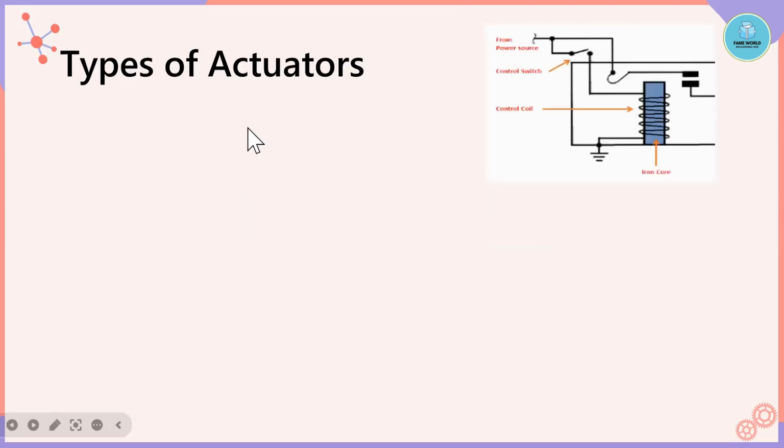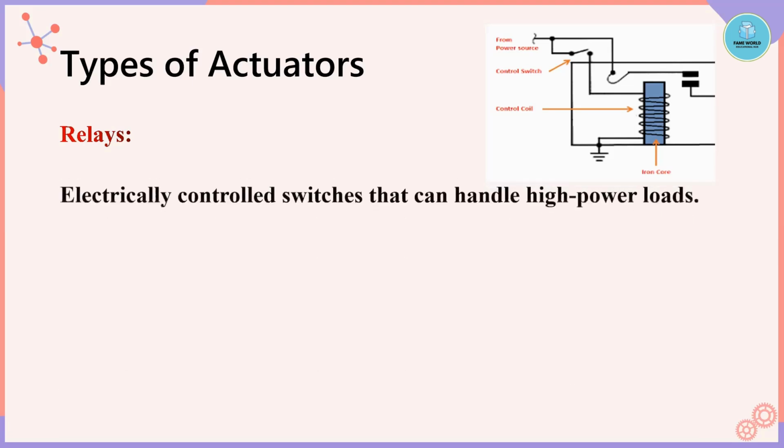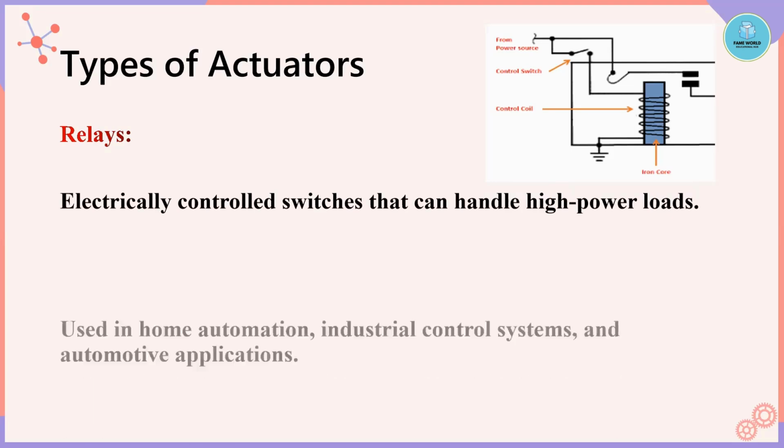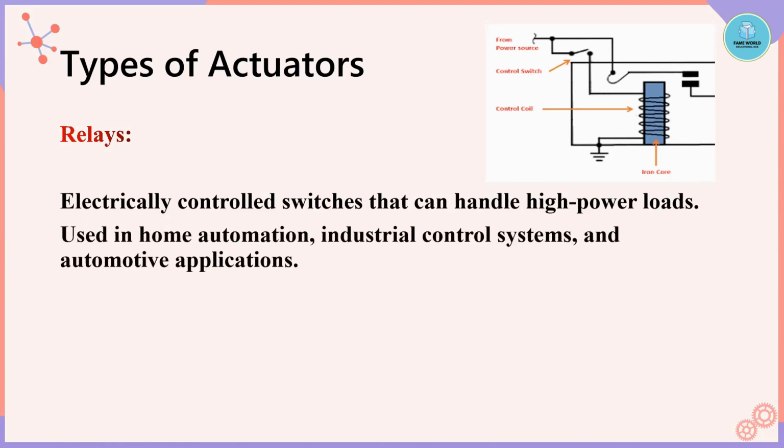Now the next component in the actuators is the relay. You can see one image. This is not a very good image, but I will show some better images as we move further, according to the requirement. It will give you the idea. Relays are electrical devices used to control a circuit by opening or closing contacts in another circuit. They are electrically controlled switches that can handle high power loads. They operate as switches that can be controlled remotely, and they are used in home automation, industrial control systems, and automotive applications.